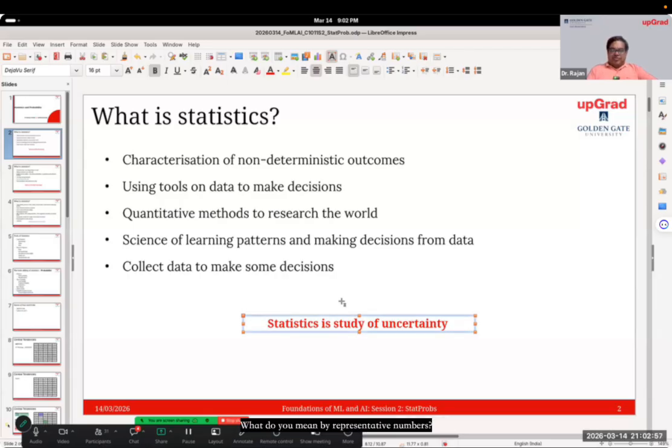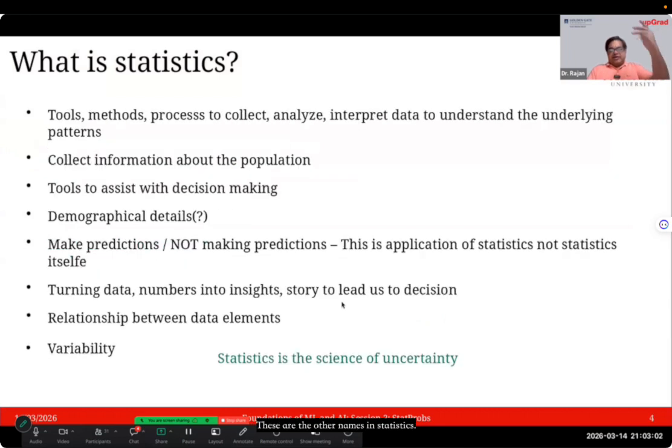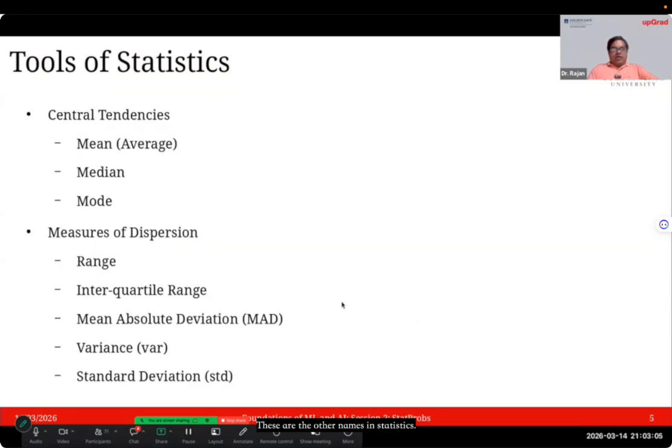What do you mean by representative numbers? In statistics, we have very specific terminology for these representatives. The representatives are called central tendencies. Okay, central tendencies. We all know this. We have studied these quantities from our 10th standard. Okay, so mean, median, mode. We can give the representative numbers.